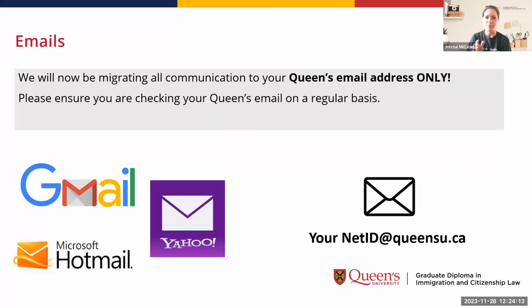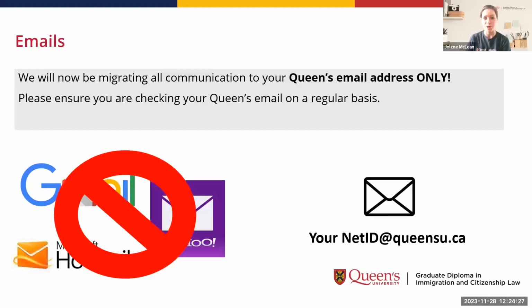Yours will probably be between 4 and 6 characters and probably a mix of letters and numbers. And just again, at queensu.ca and then your password. Going forward, this is going to be the only email address that we use to communicate with you. So up to now, we've been sending some emails to your application email as well. We're not going to do that any longer. So please make sure you're checking your Queen's email often.